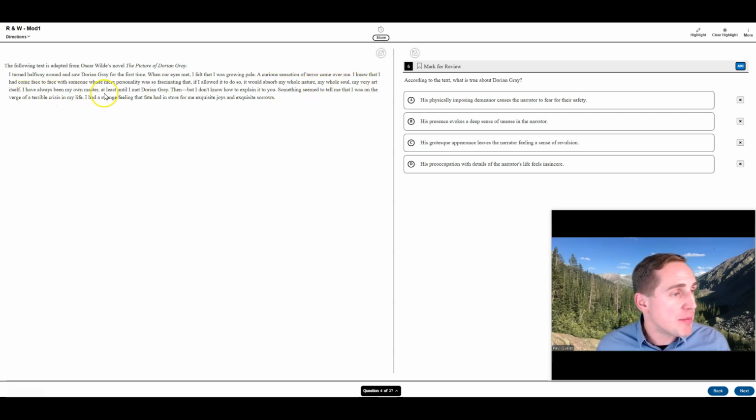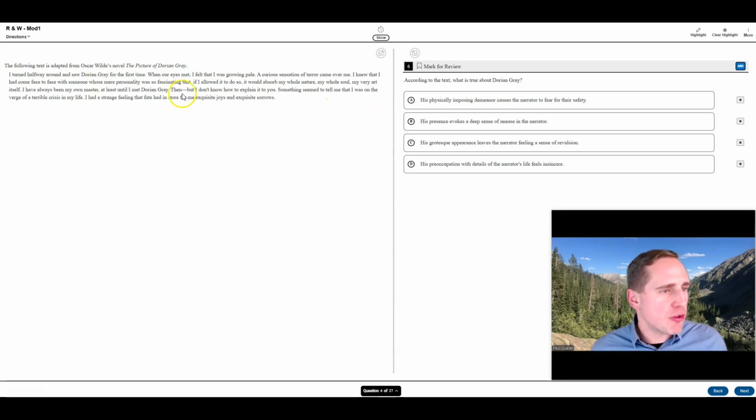I have always been my own master, at least until I met Dorian Gray. Then, but I don't know how to explain it to you, something seemed to tell me that I was on the verge of a terrible crisis in my life. I had a strange feeling that the fate in store for me, exquisite joys and exquisite sorrows.